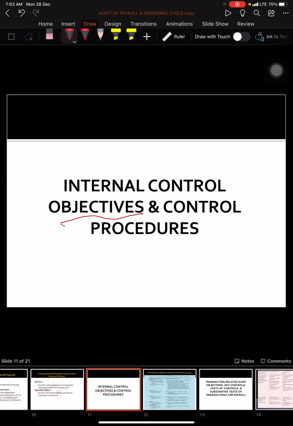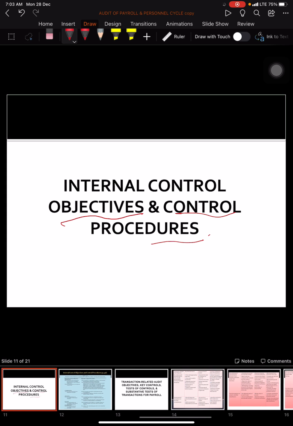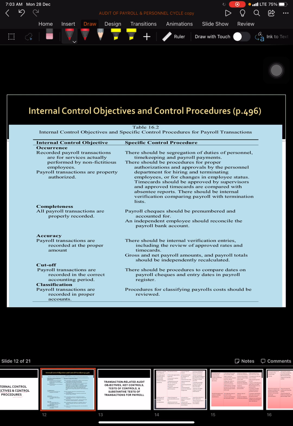Alright, so next one will be internal control objective, and then what are the control procedures that they should have. Here we can see the internal control objective. Number 1 is occurrence, or something like existence. How do we see that the transactions are services actually performed by a non-fictitious employee? Because sometimes a payment is made to an employee, but the employee does not actually exist in the firm. So what is the specific control?